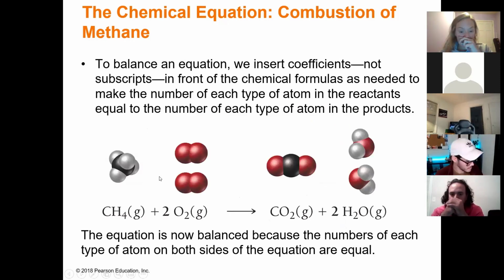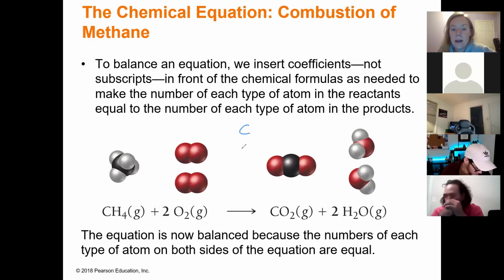So when balancing this, instead of having 1 methane, 1 diatomic oxygen to produce 1 CO2 and 1 water, I'm actually going to take 1 methane and combine it with 2 diatomic oxygens to produce 1 CO2 and 2 water molecules. If we go through this, we'll see that now it's balanced.